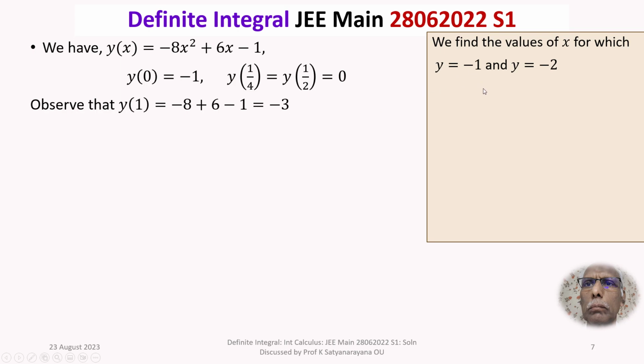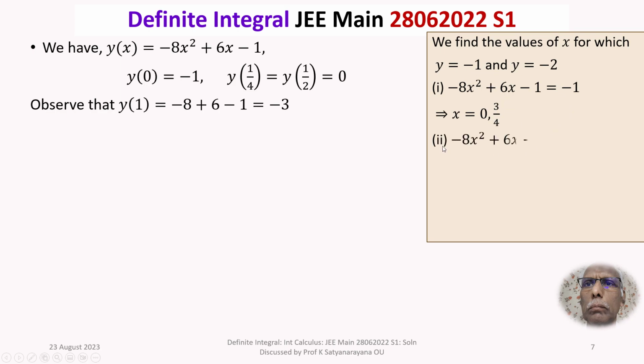So first we consider y is equal to minus 1. That is minus 8x square plus 6x minus 1 is equal to minus 1. Minus 1 minus 1 cancels, and solving we will get x is equal to 0 and 3 by 4. So at 3 by 4 the value of y will be minus 1.